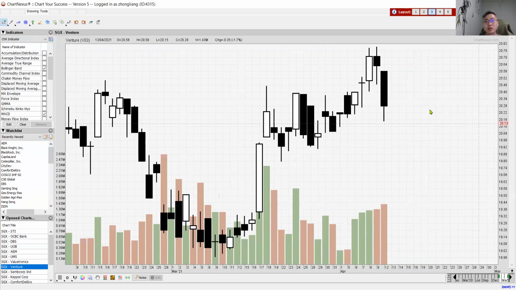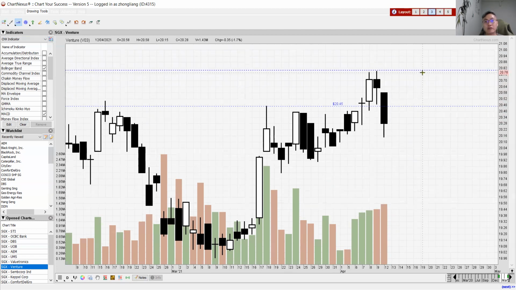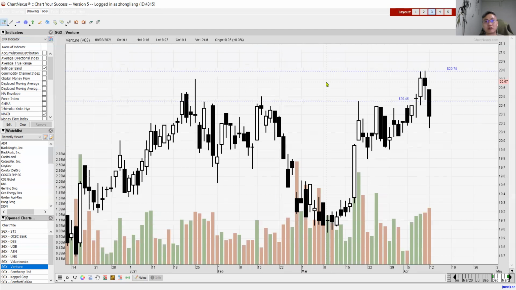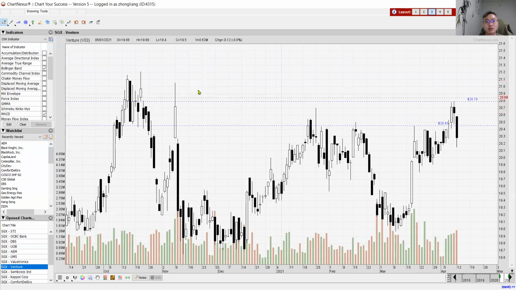Venture today confirmed the failed breakout. As you can see, it broke out strongly from this resistance this particular day, and then today it closed back below this resistance, establishing a resistance at this level, which is a resistance of the past as well. So you can see this is a resistance. Then we have resistance here as well.